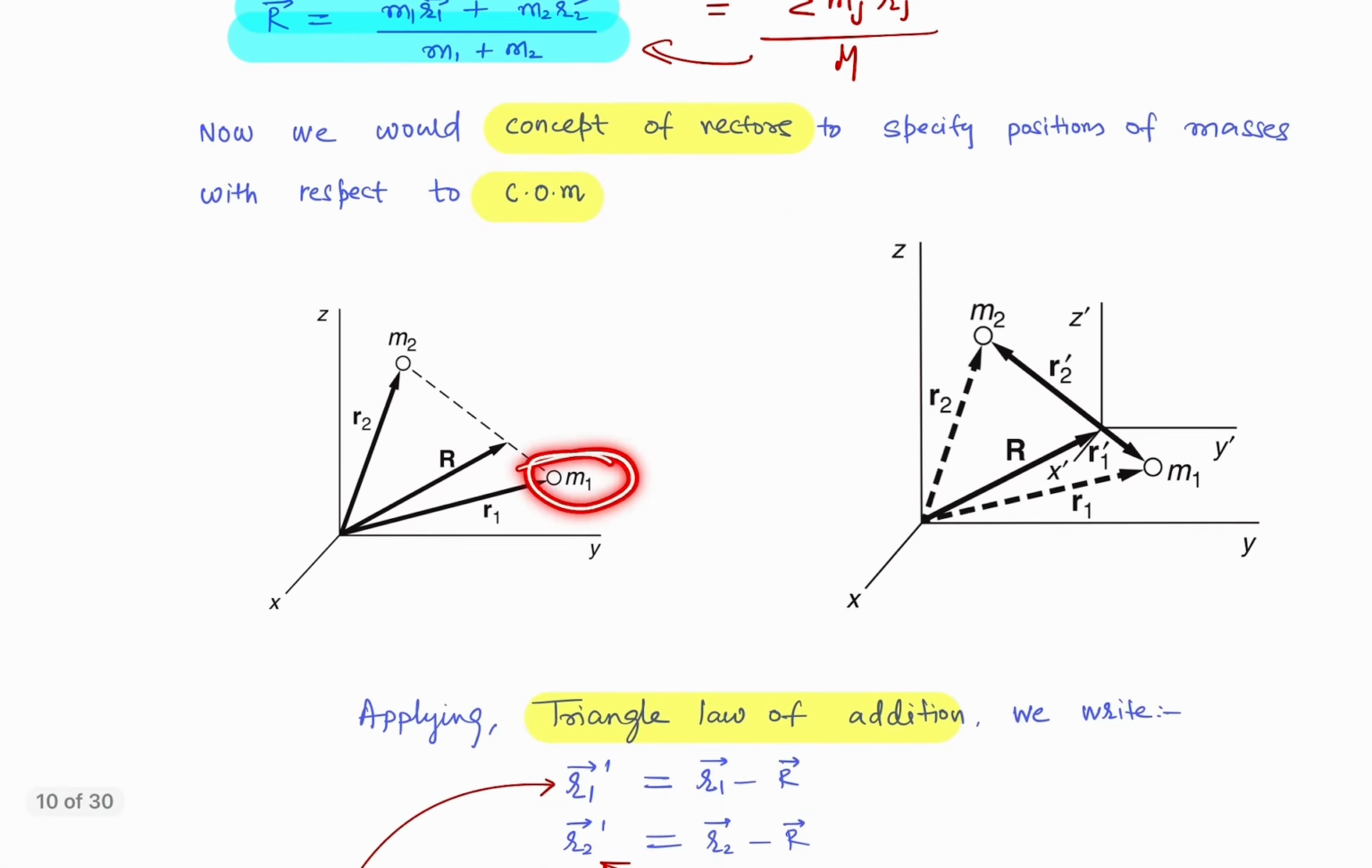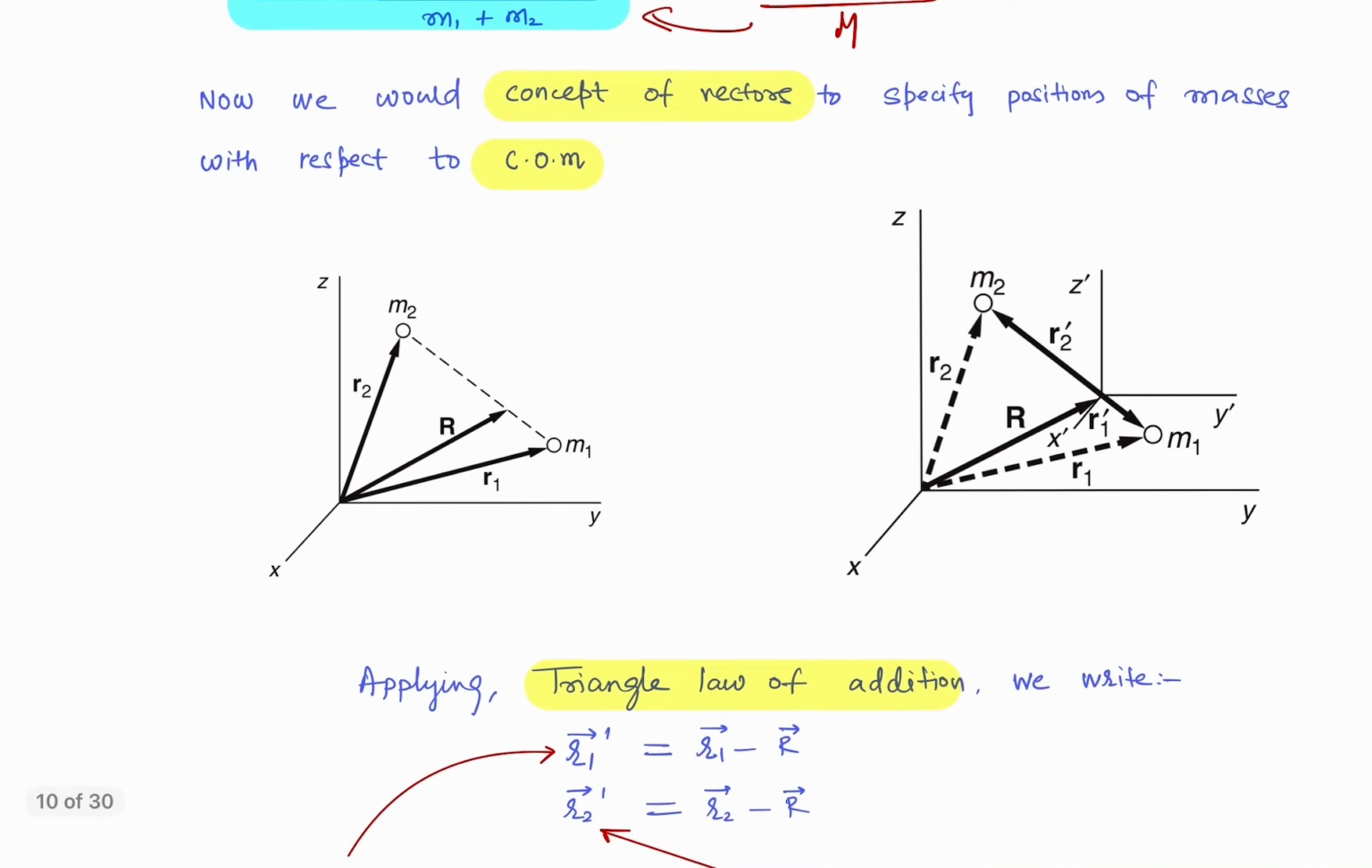So this is what we have. We have mass 1 here, we have mass 2 here. The r1 is the position vector of mass 1, r2 is the position vector of mass 2, and this R is the center of mass, because the center of mass obviously will lie somewhere in the middle of both the masses. So now we will apply the triangle law of addition to find this. What is the triangle law of addition?